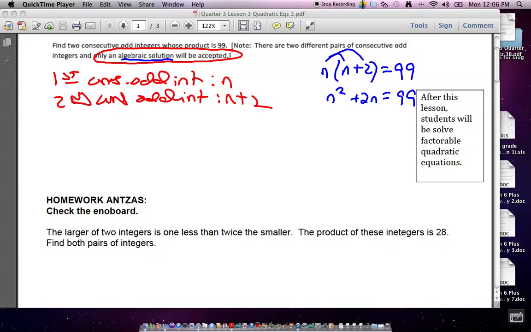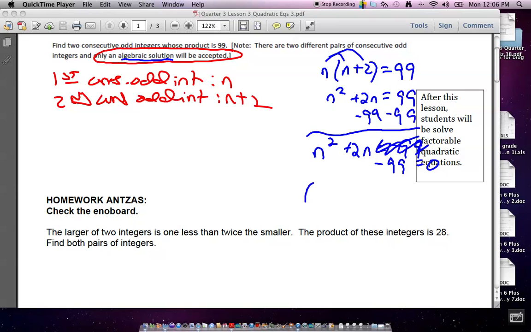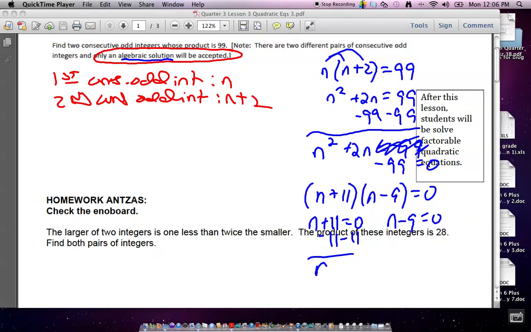What's the next step? Andre? Get 99 on the side. That's right. Want to get it all on the same side as the n squared. N squared plus 2n minus 99 equals 0. I'm sorry, scratch that. And then I factor this and I get n plus 11 times n minus 9 equals 0. Maybe it's the guy on the left. Maybe it's the guy on the right. Minus 11. N equals negative 11. Plus 9. N equals 9.